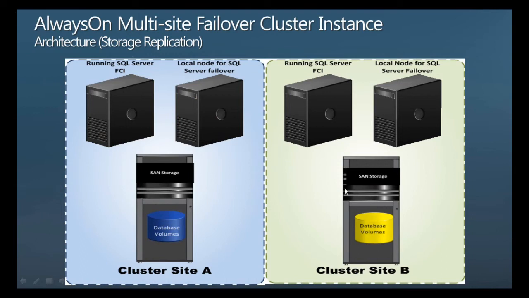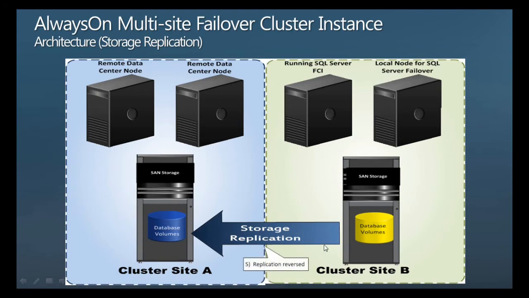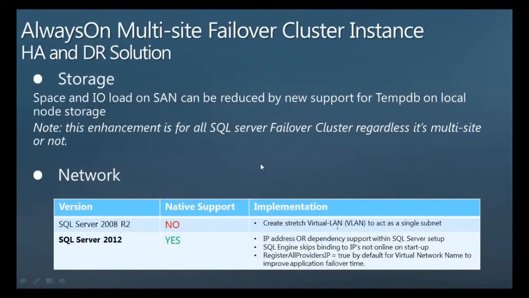Let's say after a few hours, side A comes online, the disaster is gone. You repair everything in side A. These two other nodes will now become remote data nodes, which means they're passive because the primary is running here. And then the storage replication will be re-established from side B to side A. So the storage you see here is a shared storage.